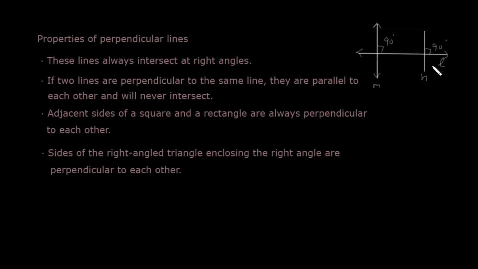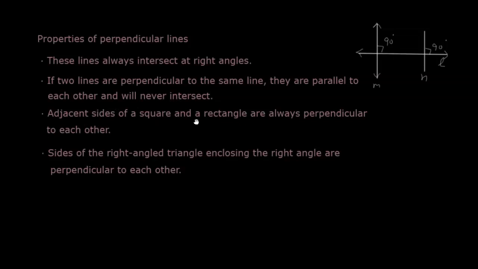Now in this case we can see that for these two lines, L is like a transversal. When two lines are intersected by a transversal and their corresponding angles are equal, here we can see that these angles are corresponding angles and they are equal, both 90 degrees, then the lines are parallel. So N is parallel to M and N will never intersect M. So if two lines are perpendicular to the same line, they are parallel to each other and will never intersect.